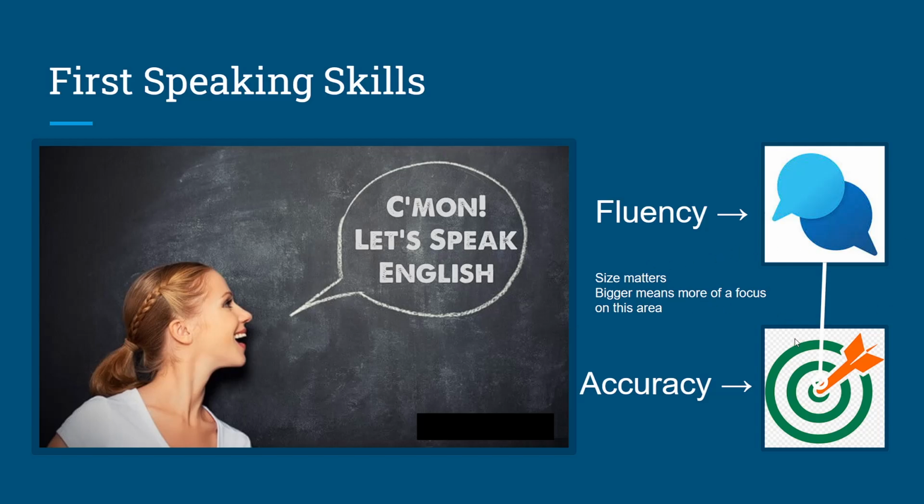First, we'll be talking about the speaking skills. We'll look at fluency and accuracy. When you see a larger icon of the fluency, that means the task is focused on that. When you see the larger accuracy icon, it means the task is focused on that.